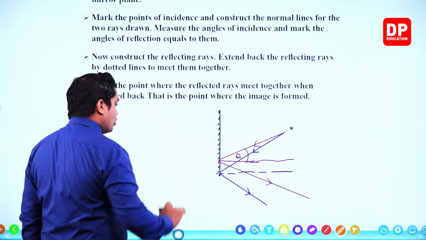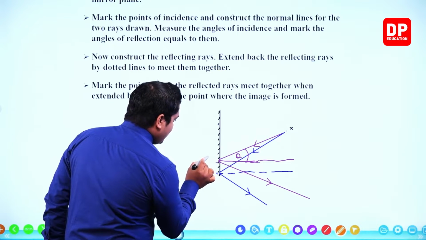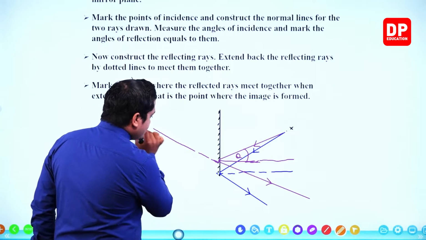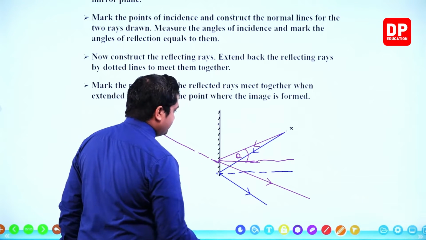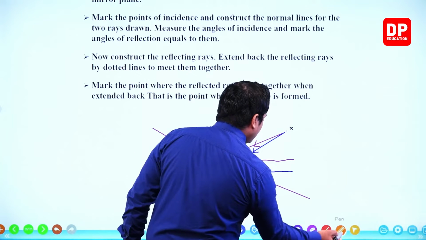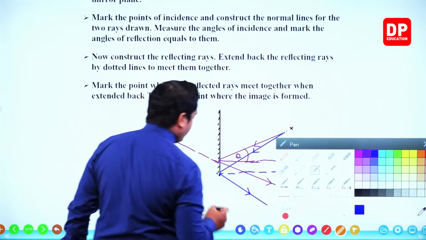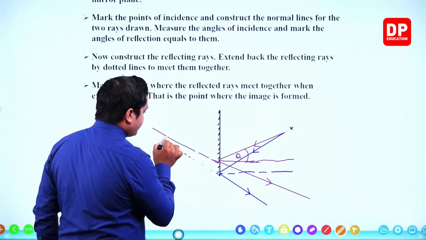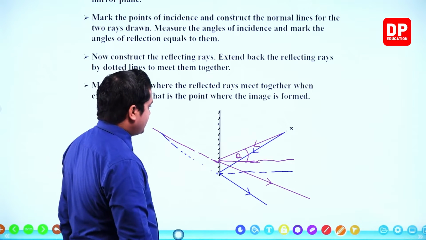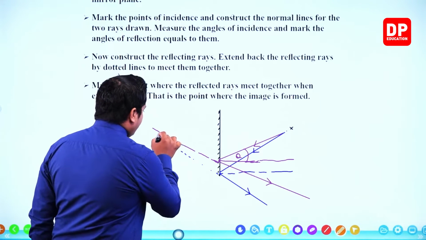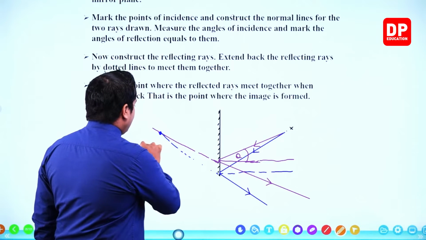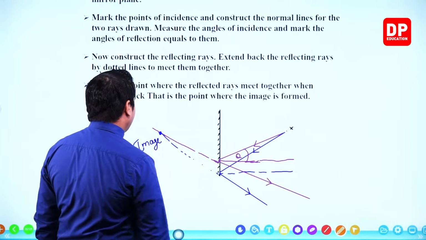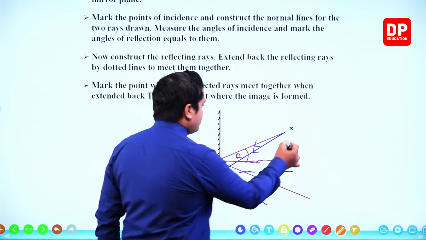You have to keep the long ruler and extend these two lines like this towards the mirror. Okay, towards the mirror you have to extend. Towards means actually here, like this you have to extend. Now after extending it, you can get the image. Okay, so this is the object.